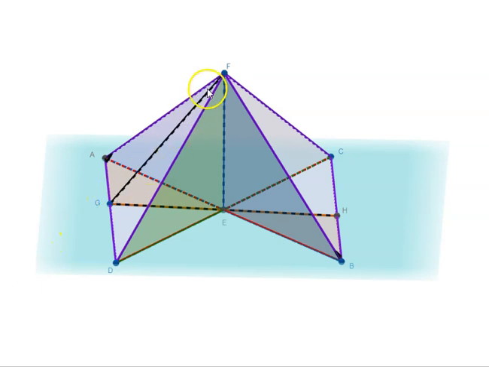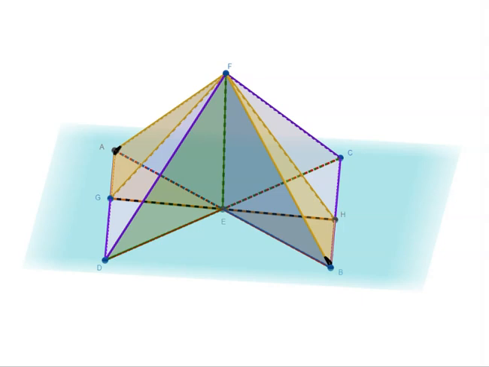And let's join FG and FH. So now FAG is congruent to FBH. How? Because this angle is equal to this angle, AF is equal to BF, AG is equal to BH. So since they are congruent, we can say FG is equal to FH.